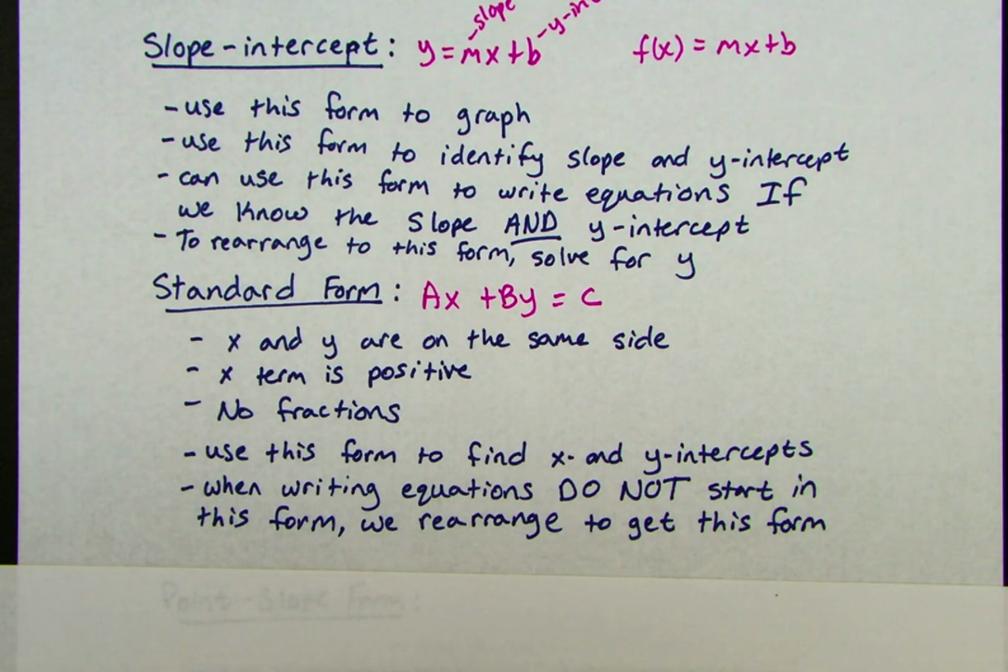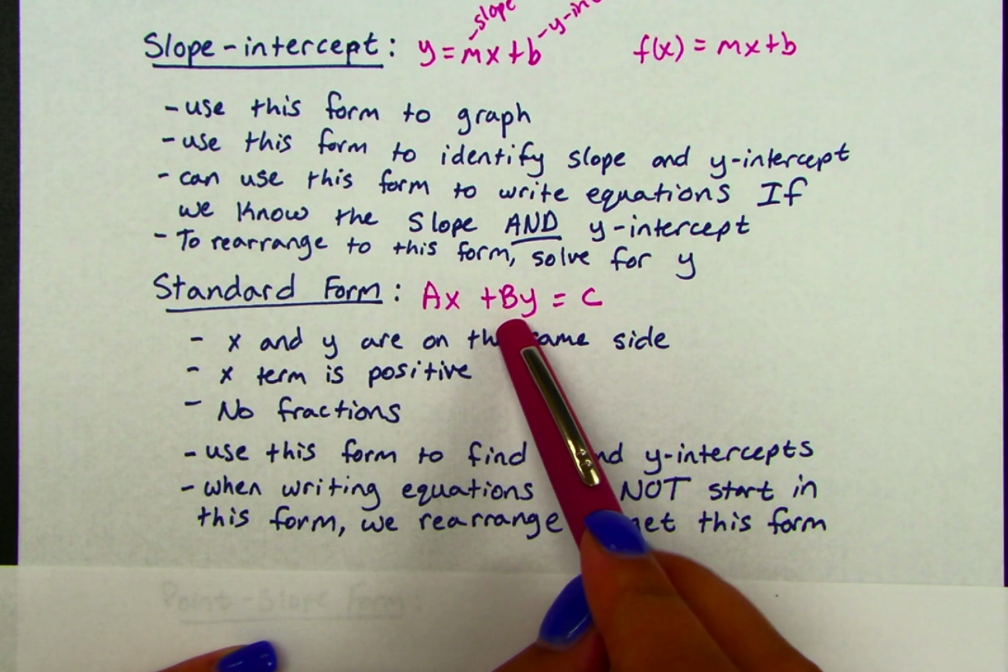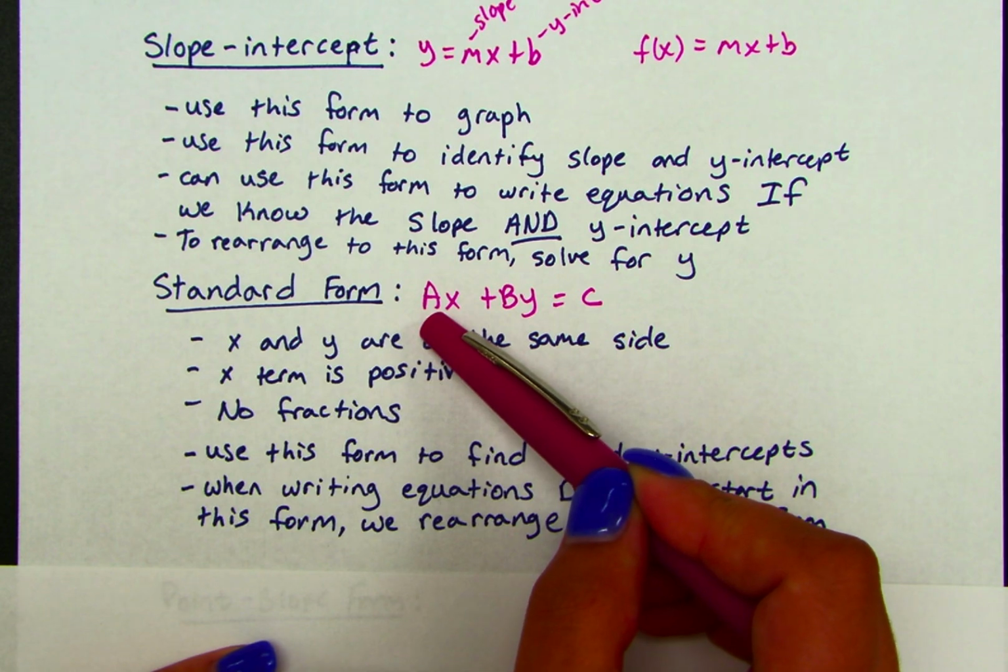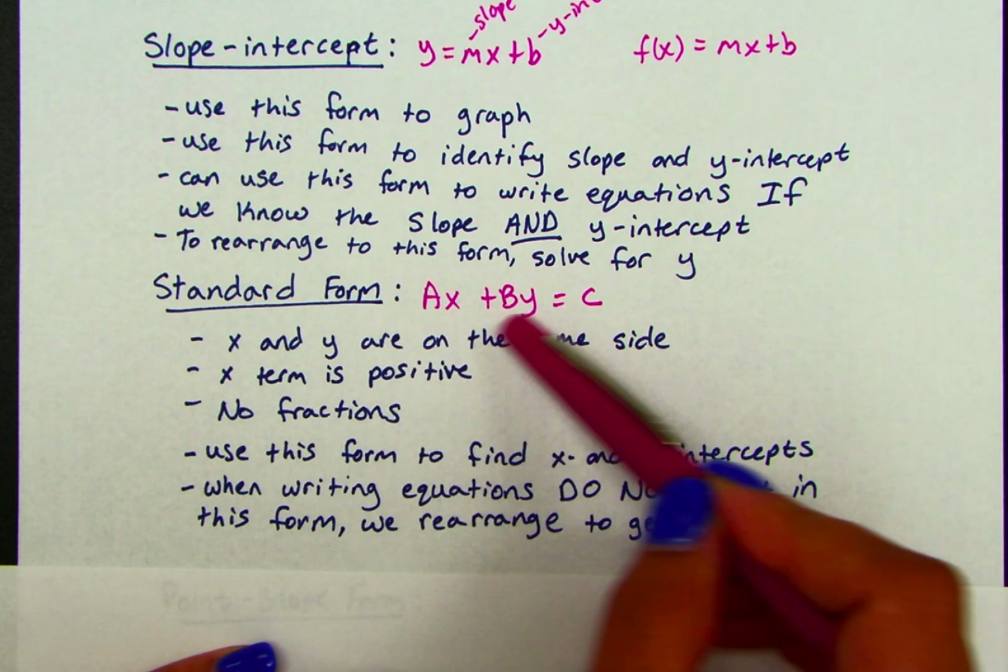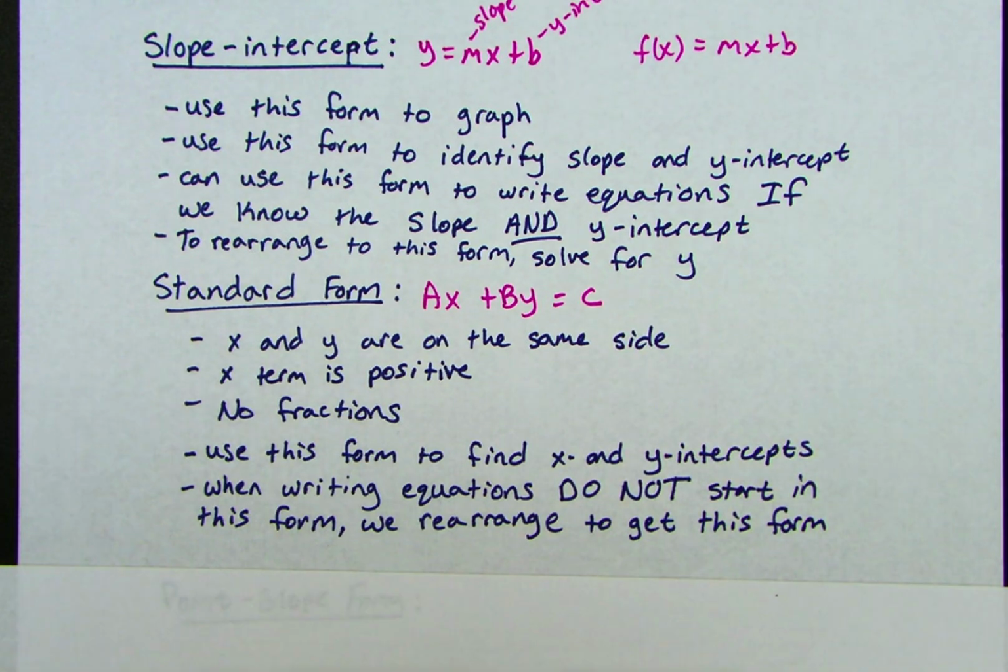For something to be considered standard form, your x and y have to be on the same side. The number with your x, the a value, has to be positive. And none of these numbers can have fractions. Now, if we're in standard form, we're probably going to be using this form to find x and y intercepts. And again, we are never starting in this form when we are writing equations. We will rearrange to be in this form.